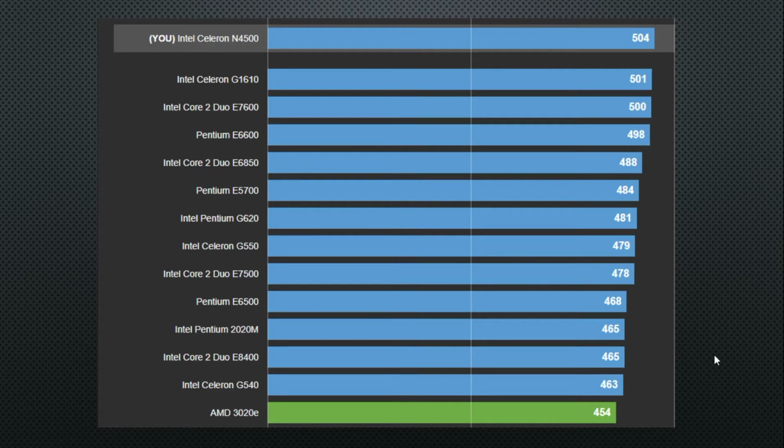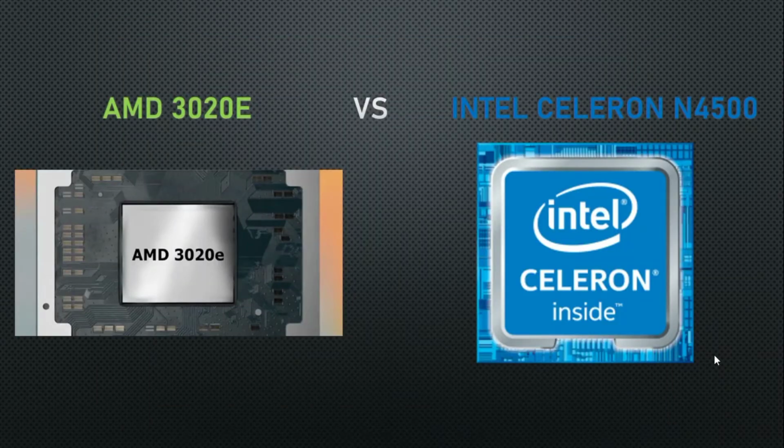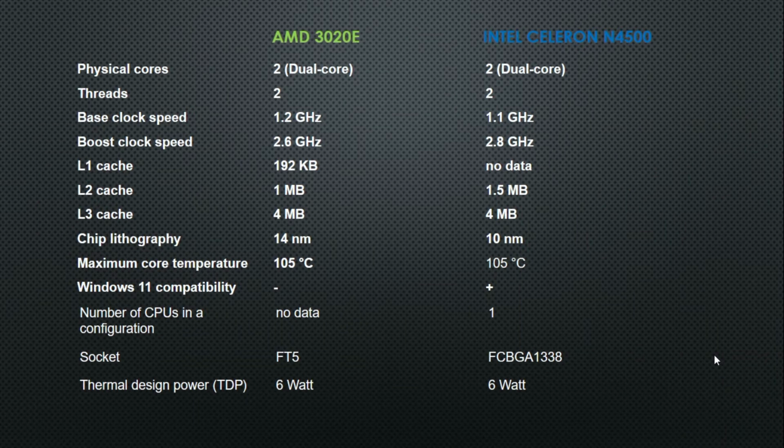The two processors I will compare are the Intel Celeron N4500, which is my processor, and the AMD 3020E. First, we're going to compare their physical cores. They both have the same dual core, and their threads are also the same, with two. But for base clock speed, the AMD 3020E has 1.2 GHz and the Intel Celeron N4500 has 1.1 GHz.